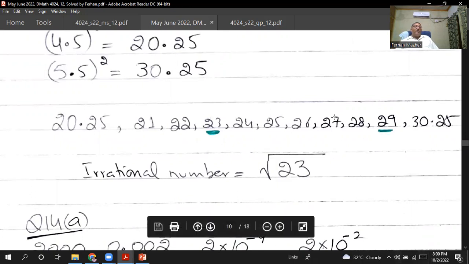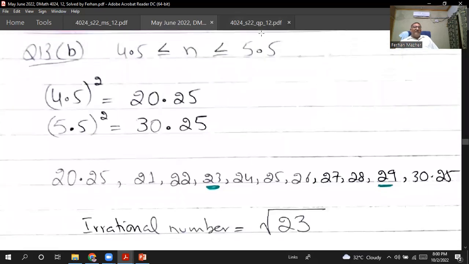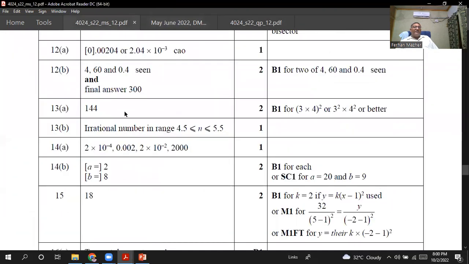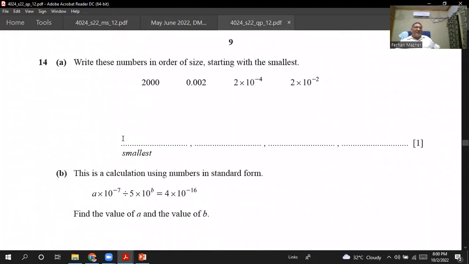That's an irrational number whose value will be between 4.5 and 5.5. So this is the technique of doing this thing. Its answer will not be at the back. Is there any irrational number? Okay, so our answers are right. So we are going to the next question, question number 14.